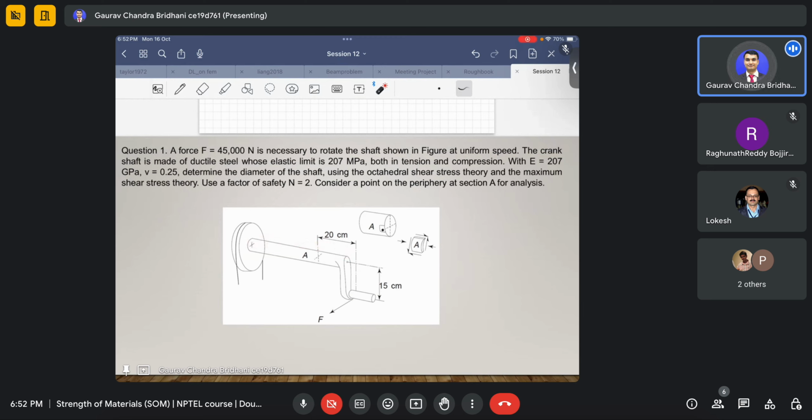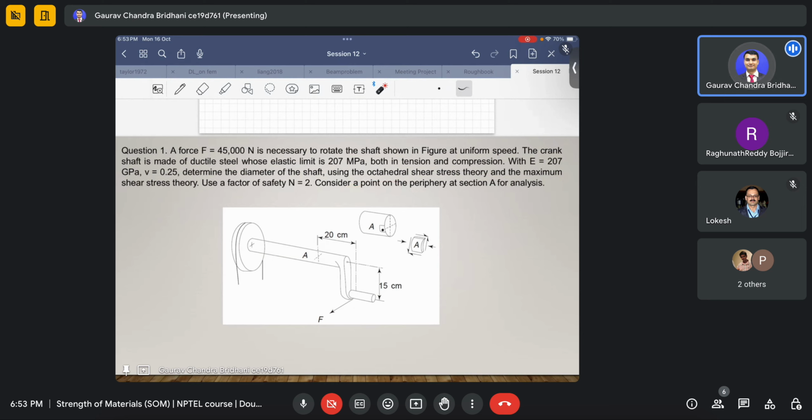The crank shaft is made of ductile steel whose elastic limit is 207 MPa, both in tension and compression, with E being 207 GPa and nu, that is the Poisson's ratio, being 0.25. Determine the diameter of the shaft using the octahedral shear stress theory and the maximum shear stress theory. Use a factor of safety of N2 and consider the point on the periphery as section A for analysis.